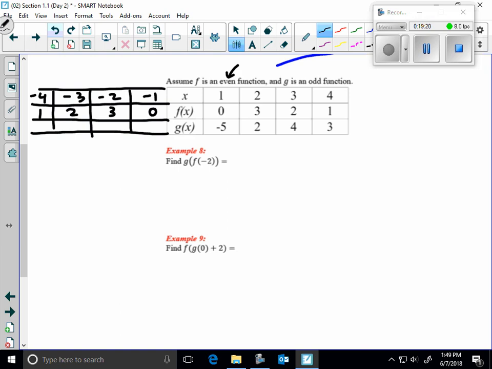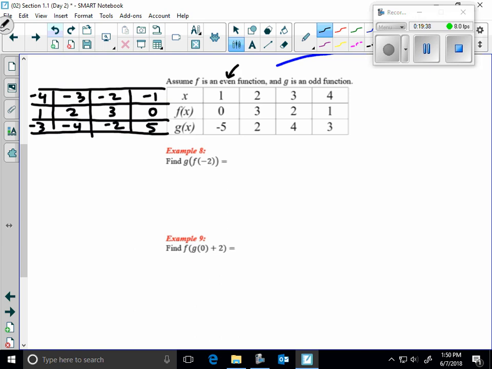So g of 1 is negative 5. g of negative 1 would be positive 5. That would make this negative 2. That would make that negative 4. That would make that negative 3. Okay, so now we're ready to do some work. Of course, we haven't talked about 0. We'll talk about that in a minute for both of those.